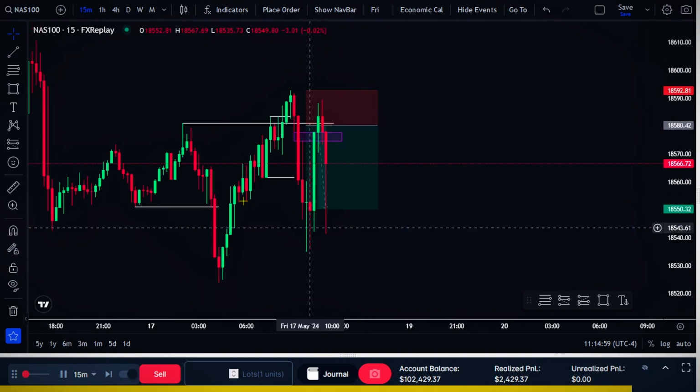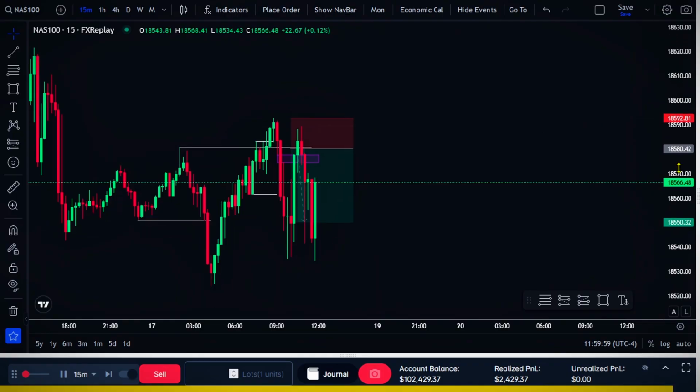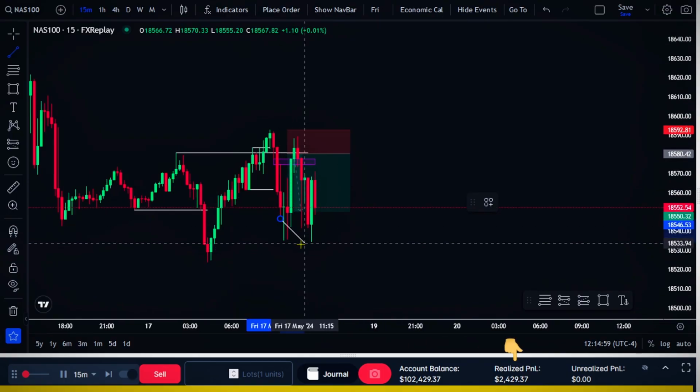Price triggered us into the trade and went straight to our take profit level with little to no drawdown, making us around $2,500 within a few candles.